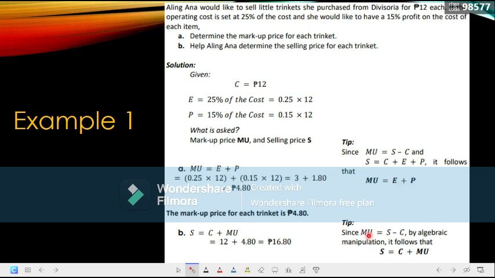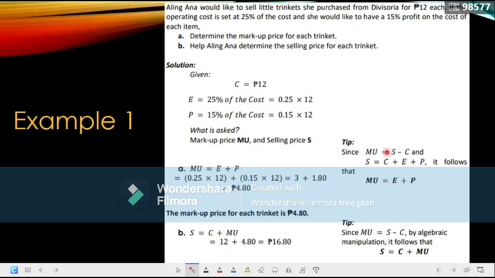Since we have here MU is equal to E plus P. Okay, so why is this so again? If we are going to transpose C to the other side, it becomes S minus C. So S minus C is equal to E plus P. And since markup is equal to S minus C, therefore algebraically we can have markup is equal to E plus P. I hope you get the point.